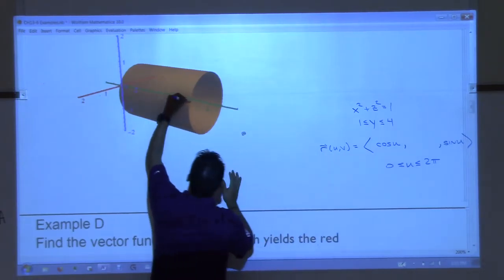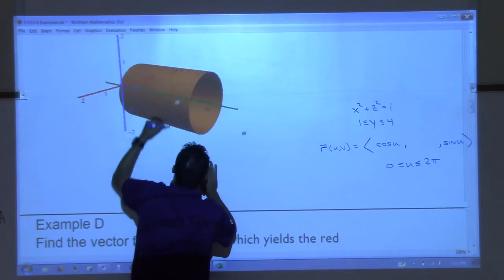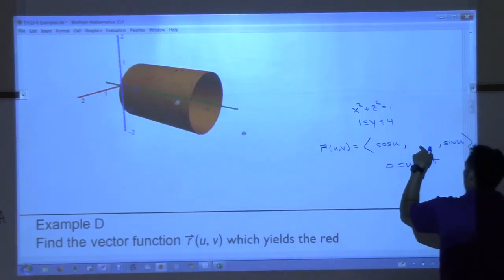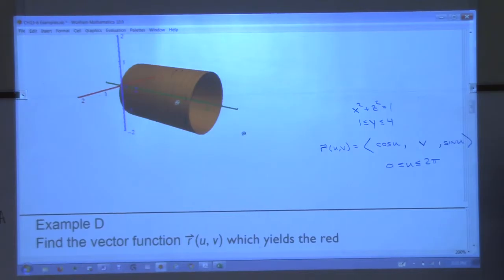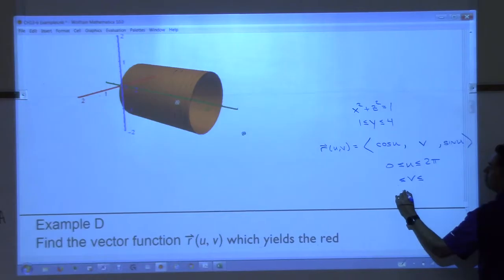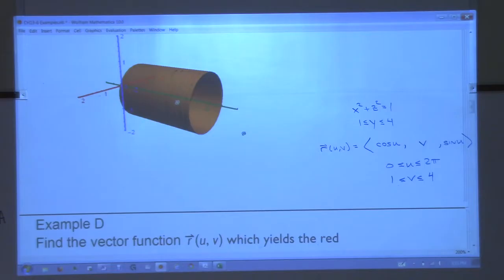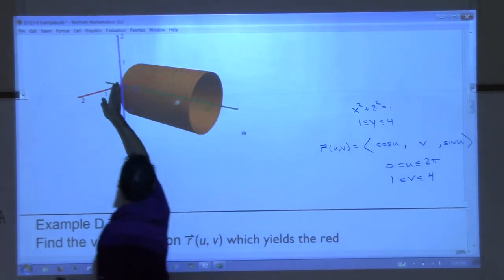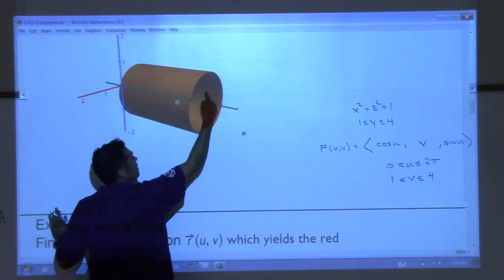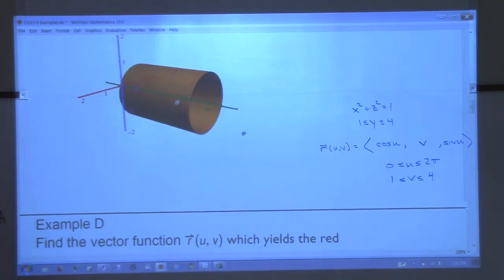So I need to draw this circle, then move a little bit, this one, this one, this one, this one. So what is this going to be? This will be v, right? And v will be between 1 and 4, right? So if v is 1, you're going to draw a unit circle back here at the back. If v is 4, you're going to draw this front circle. And if v is everything in between, then you're going to draw all the circles between there. Make sense? That one's not too bad, no? Okay.